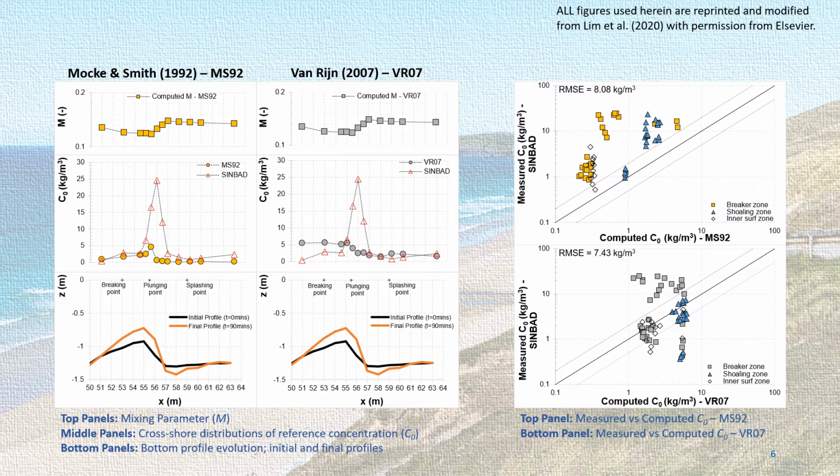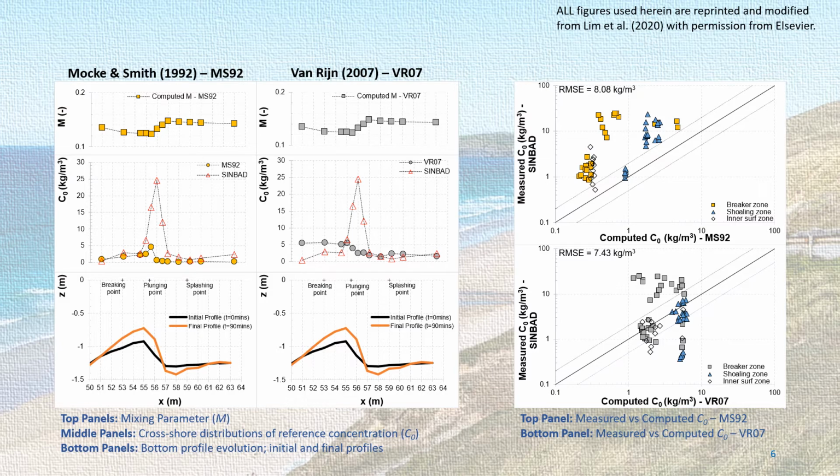Both models can be seen to show relatively good agreement with measured data in the shoaling zone between x equals 51 to 53 meters, and the inner surf zone between x equals 59 to 63 meters. But in the breaking zone, particularly near the plunging point, there are very large discrepancies. This trend was observed to varying extents in all tested existing models.